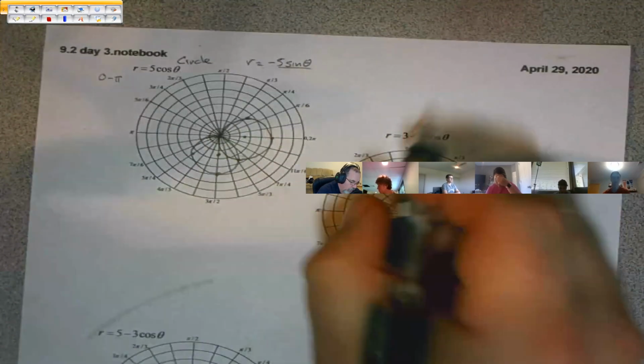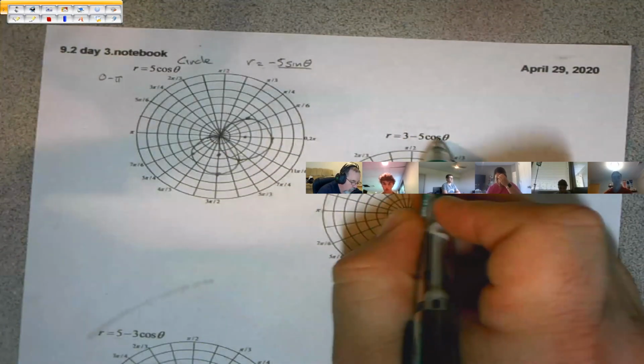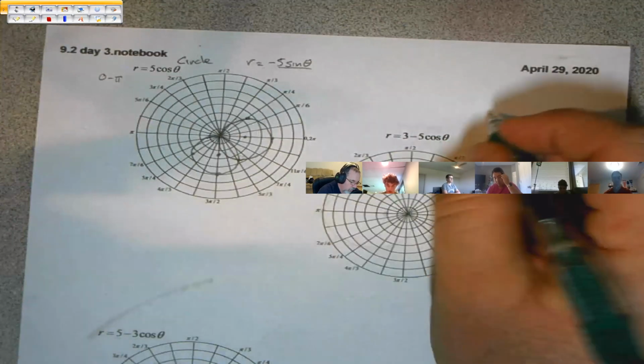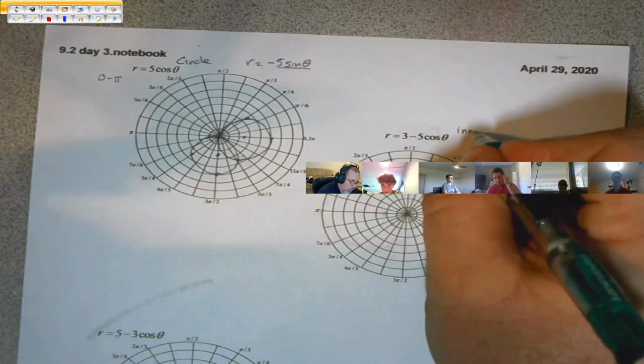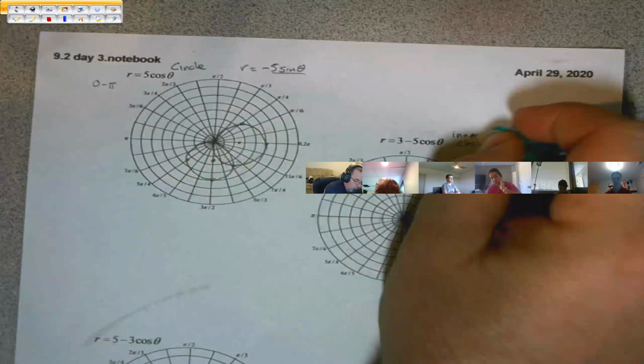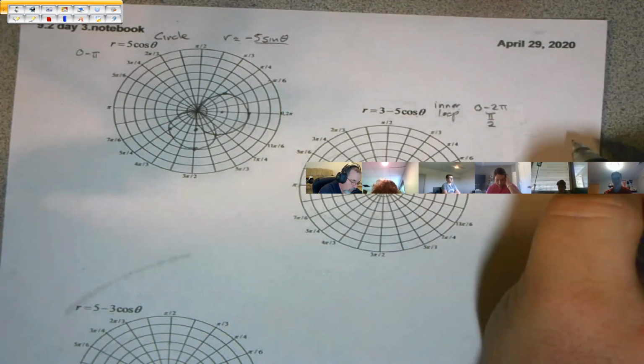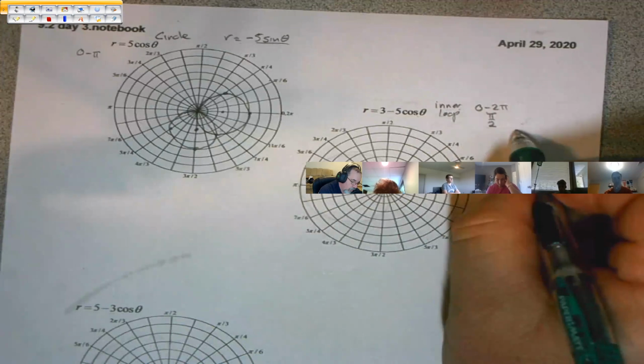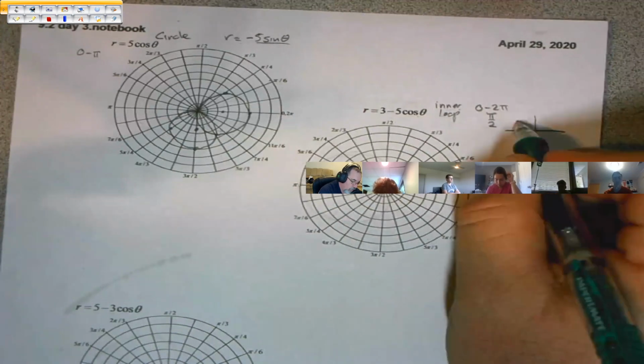Over here, I see I have 3 minus 5 cosine of theta. Now, 3 minus 5 is -2. So this one is going to be an inner loop. I shouldn't say circle. It's not a circle. Inner loop. And we're going to have to go from 0 to 2 pi on this. We're going to double that coefficient, which is 1. So we double that and count by pi over 2's. That should be enough. So we have theta and r.